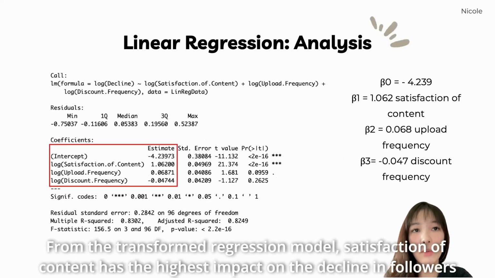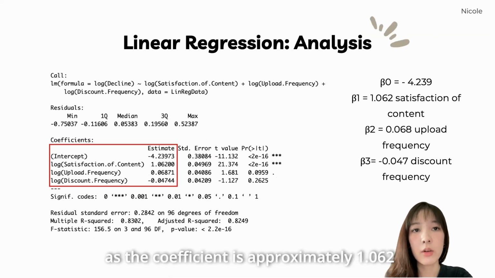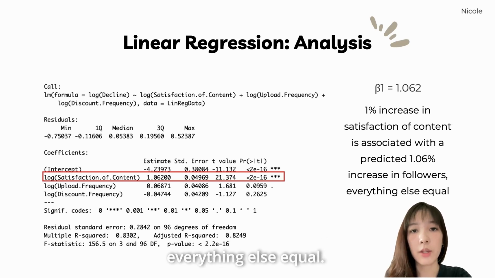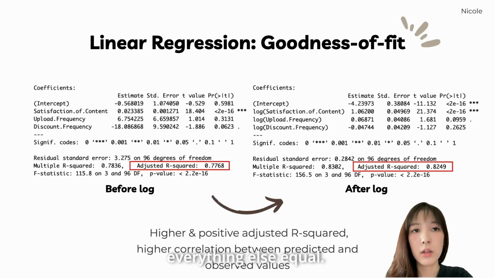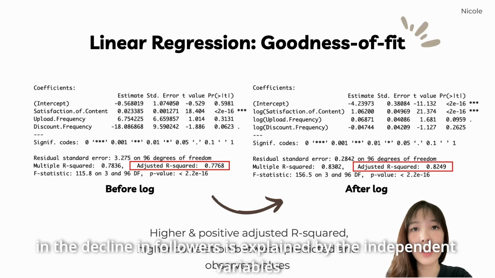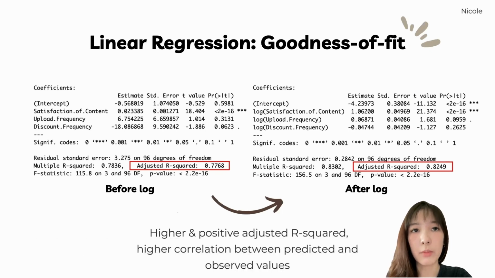From the transformed regression model, satisfactional content has the highest impact on the decline in followers, as the coefficient is approximately 1.062. This means that a 1% increase in satisfactional content is associated with a predicted 1.062% increase in followers, everything else being equal. The log transform adjusted R-square value indicates that approximately 82.49% of the variance in the decline in followers is explained by the independent variables. Hence, this model is a better fit.